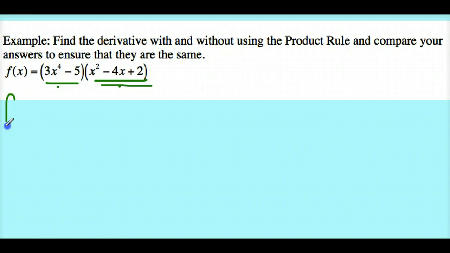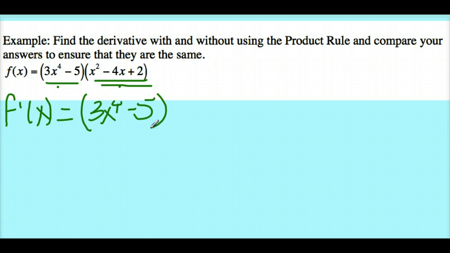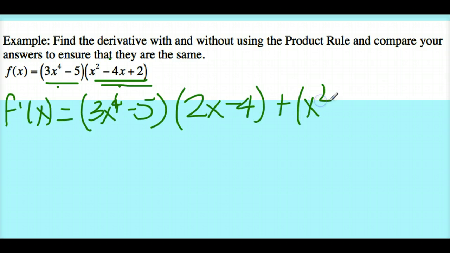So if I start taking the derivative, I get the first term, which is 3x to the 4th minus 5. Sorry, that's a 4 right there. Times the derivative of the second. The derivative of this is 2x minus 4 plus the second, which is x squared minus 4x plus 2 times the derivative of the first, which is 12x cubed.